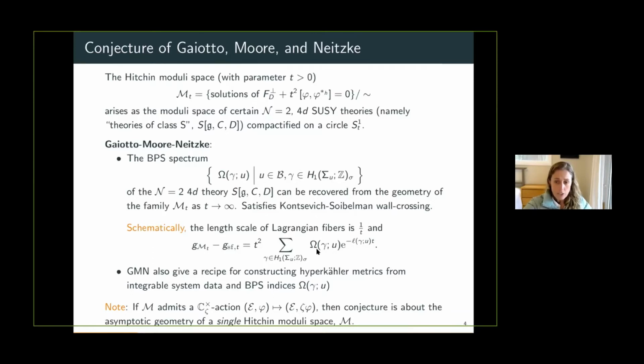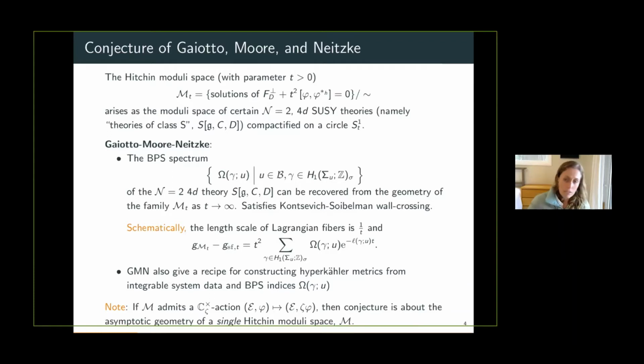And then you have some integers here, these omegas, and then you have something exponentially decaying, e to the negative LT. So these omegas are these BPS indices, and they are piecewise defined on the Hitchin base. If you fix gamma, you can view these as piecewise constant functions on your Hitchin base, and the jumps are constrained to satisfy Kontsevich-Soibelman wall crossing. And that's just the shape of the conjecture.